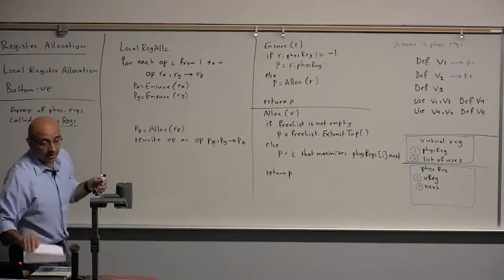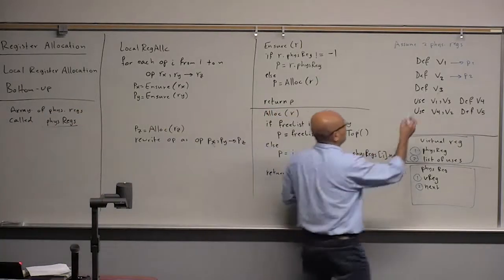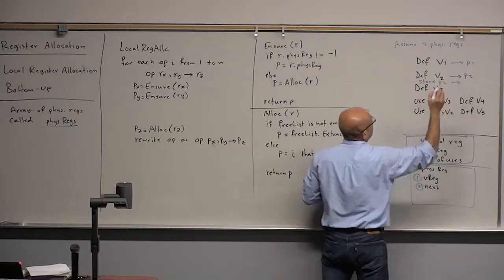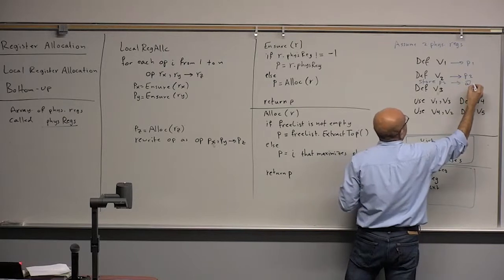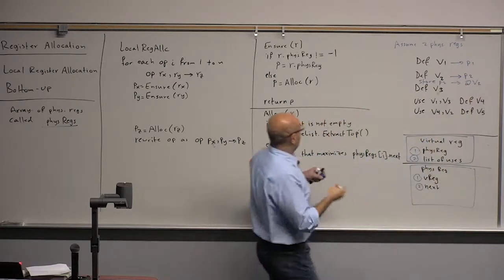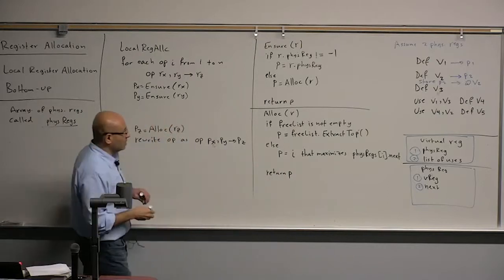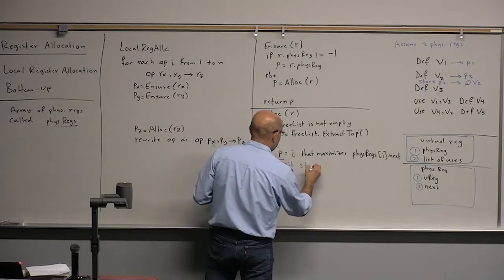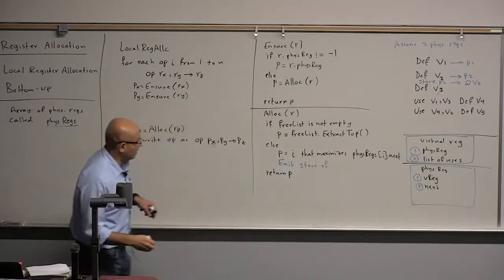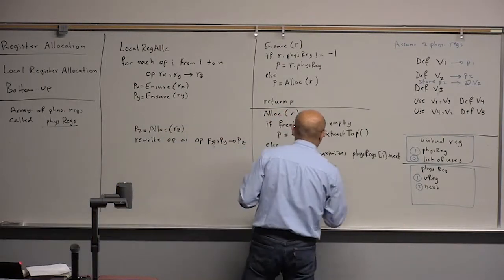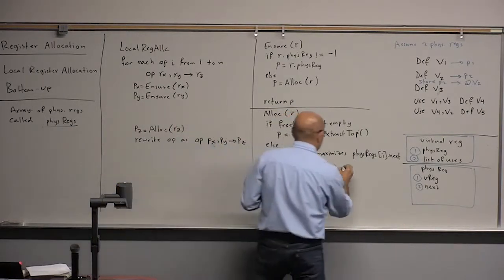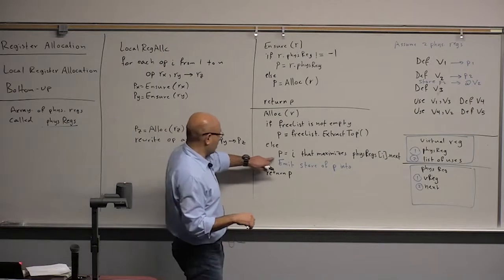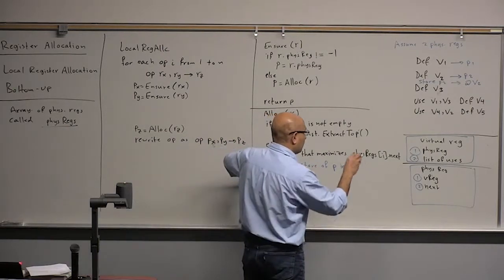We need to add a store. Store what? Store P2 at the address of V2, the address associated with V2. So this means that here, when we get this maximum, we need to emit a store of P into the address for the physical register, so into the address of the corresponding virtual register.